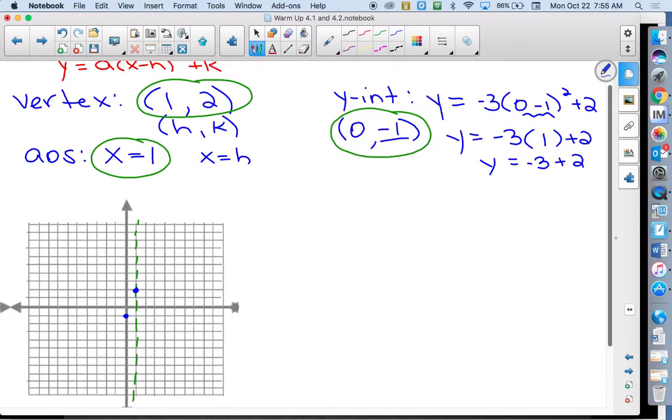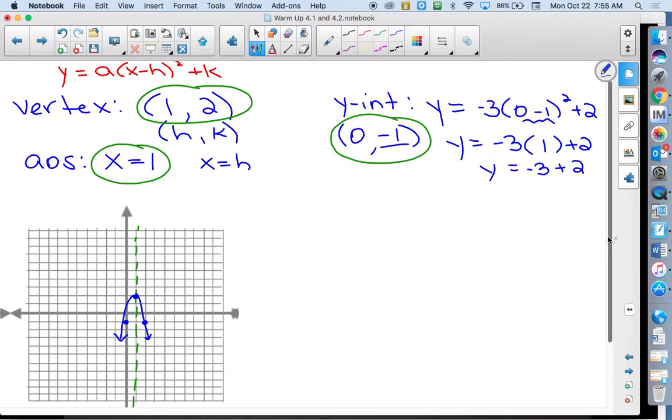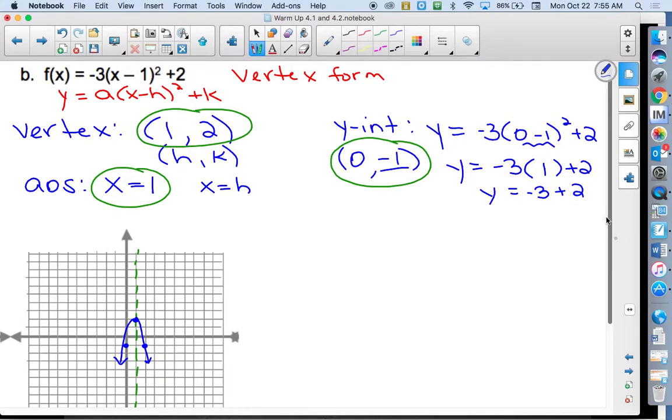And then again, using symmetry, if I'm 1 to the left of the line of symmetry, I should be 1 to the right as well for that y-intercept. So vertical line at x equals 1 for the axis of symmetry. The vertex is up at 1, 2. And then our y-intercept is down at 0, negative 1.